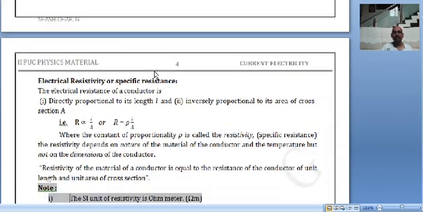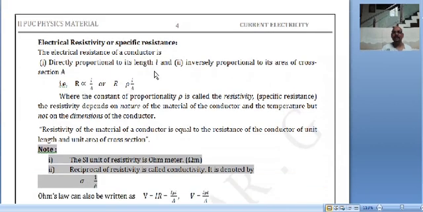Then another important point is about the resistivity, electrical resistivity, which is also known as specific resistance. Electrical resistivity or specific resistance. So see that there is one definition, R is equal to V divided by I.